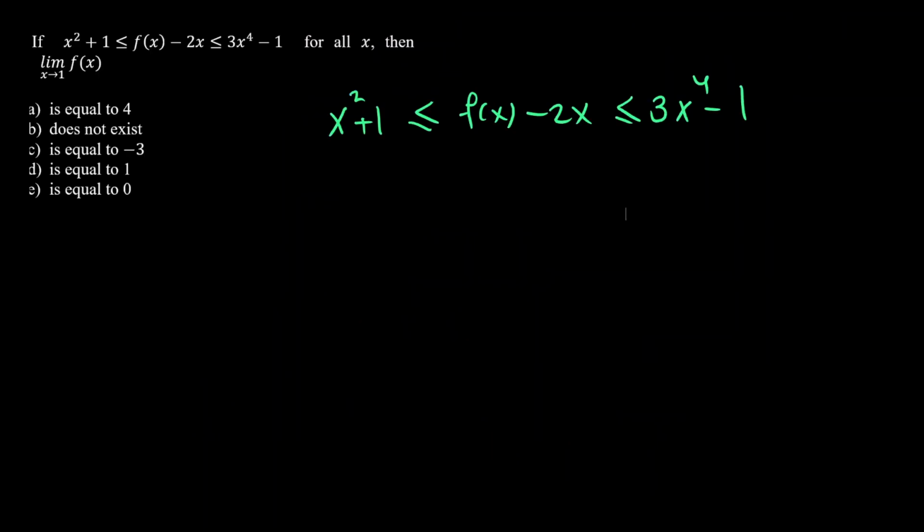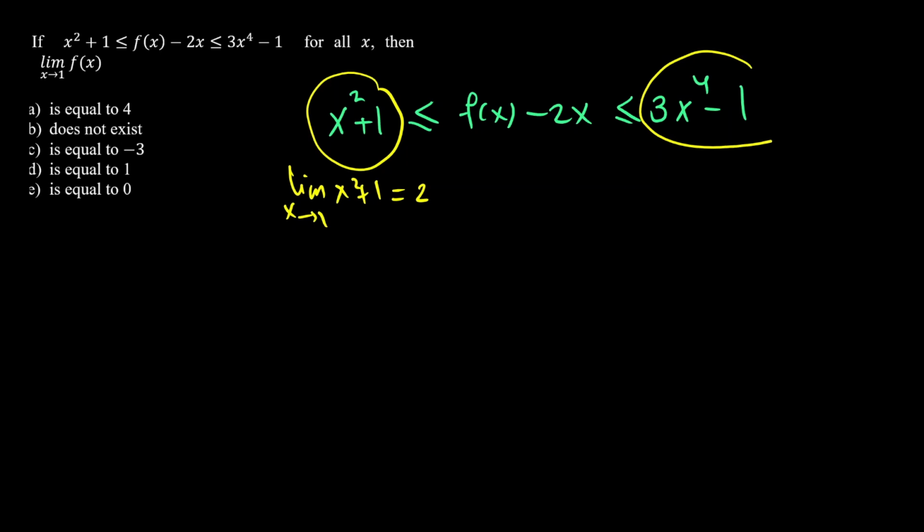Okay, here's another exercise that requires the use of the squeeze or the sandwich theorem. Let me take the limit of this side first as x goes to 1, and we can see that the limit as x goes to 1 of x squared plus 1 is obviously 2.